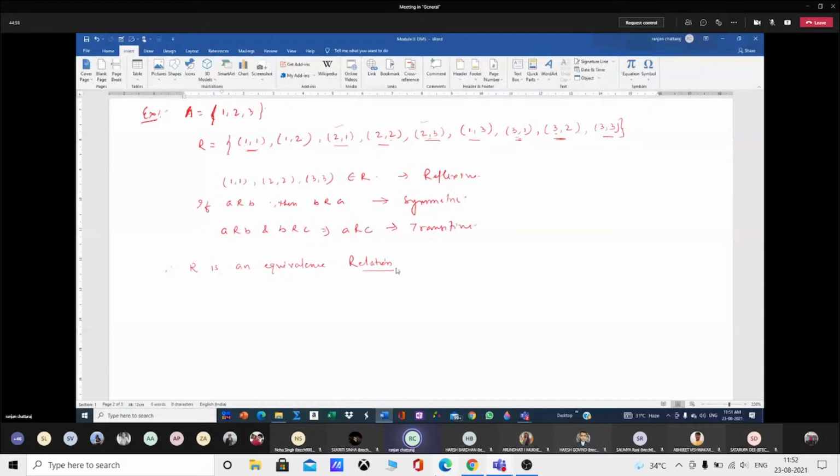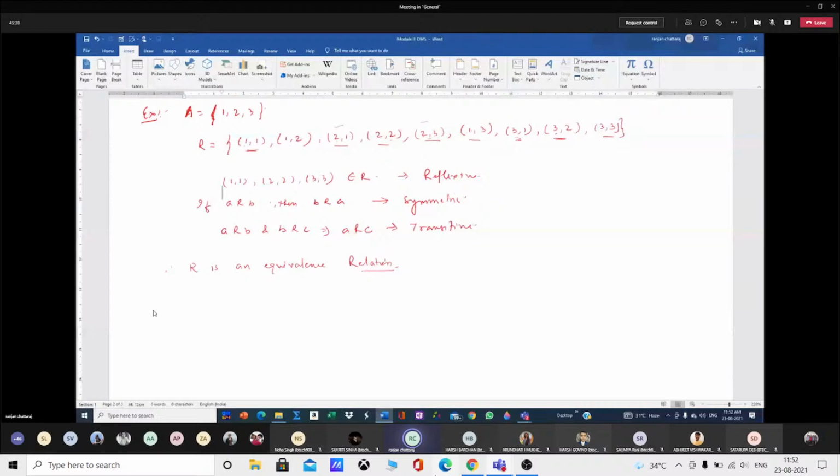Okay. Similarly, we have other examples. Suppose the set of similar triangles. What about this? Is it an equivalence? Congruent triangles are similar, so it is reflexive. Second, if one triangle is similar to another, then definitely the reverse also holds. And third, it is transitive. So it is an equivalence relation.